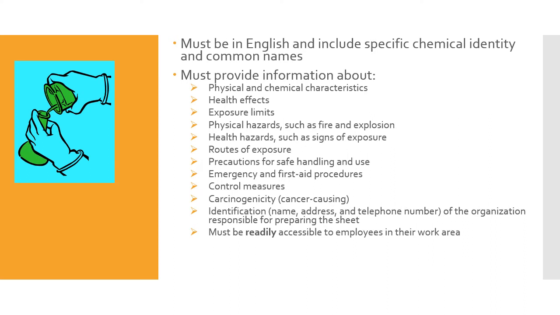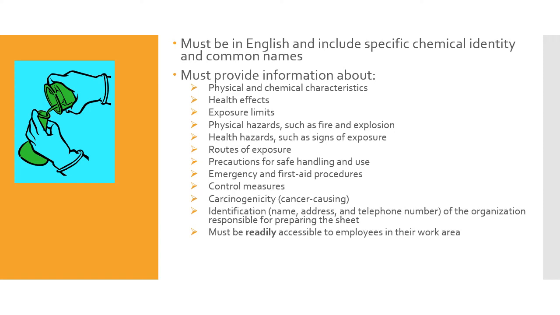Material safety data sheets must be in English and include specific chemical identity and common names. They must provide information about the following: physical and chemical characteristics, health effects, exposure limits, physical hazards such as fire and explosion, health hazards such as signs of exposure, routes of exposure, precautions for safe handling and use, emergency and first aid procedures, control measures, carcinogenicity (cancer causing), identification, name, address, and telephone number of the organization responsible for preparing the sheet, and must be readily accessible to employees in their work areas.